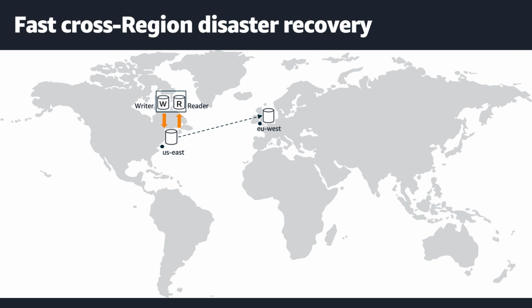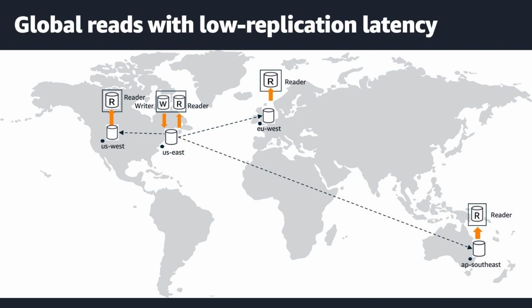Moving on, in this example, US East is the primary region and EU West is the secondary region. This is the first use case for Aurora Global Database. In case of a disaster in US East, we give you the provision to failover to EU West to ensure a fast cross-region DR solution. This is the second use case for our global databases. And in this example, we have US East as a primary region and 3 more secondary regions. In this case, we have our reads horizontally scaled across US West, EU West, AP Southeast, and typically the replication lag across these regions is less than 1 second.